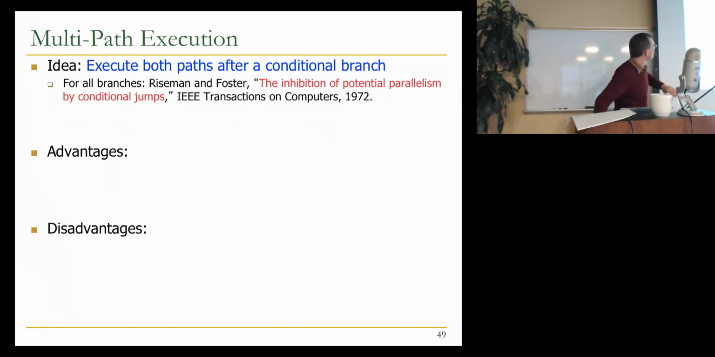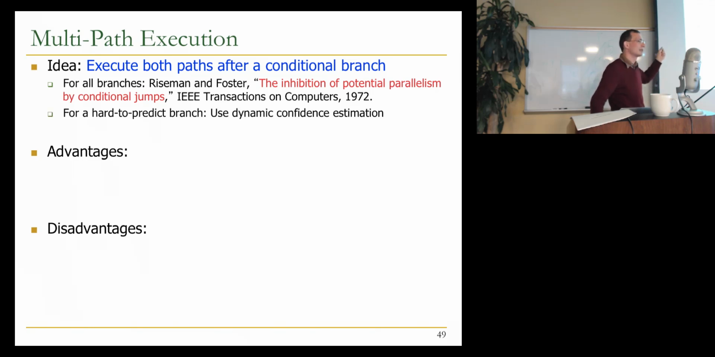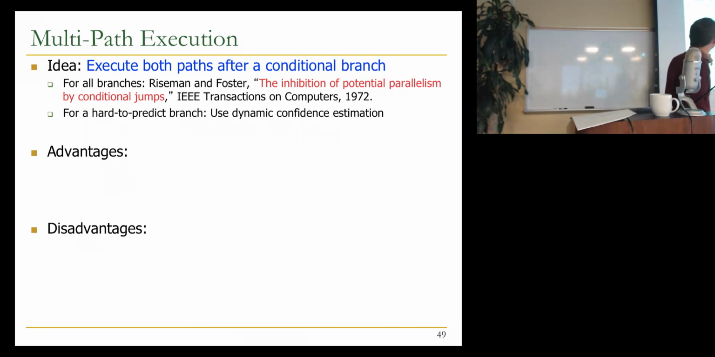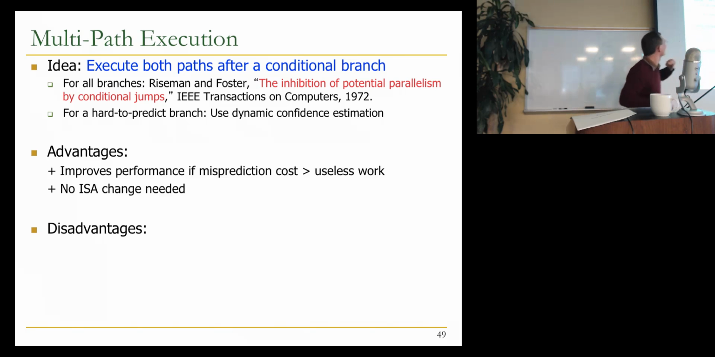But you can refine this idea, and you can do the same thing we did for wish branches. You can say, only do this for hard to predict branches. That becomes more feasible. You can use dynamic confidence estimation. If you're not confident about the prediction, then execute both paths. Advantage, it improves performance if misprediction cost is greater than useless work, because now you're doing useless work also, because you're executing a path that shouldn't be executed.